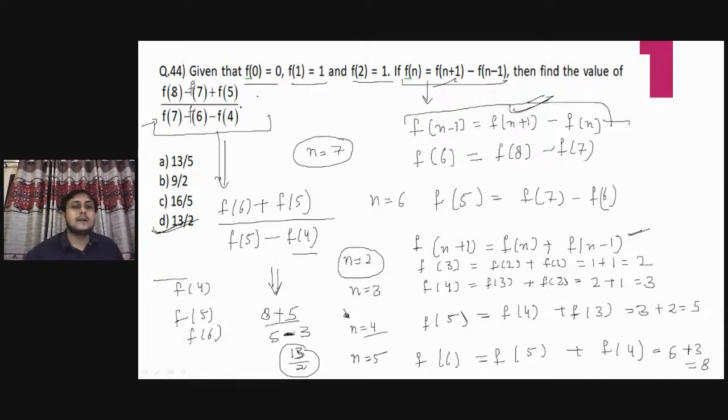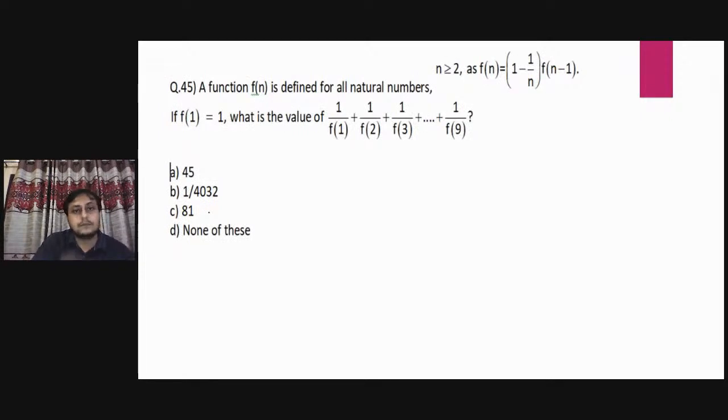We didn't even need F0. So the answer is 13 by 2. I think this part is clear to all. Good question. This one is an easy question, guys.